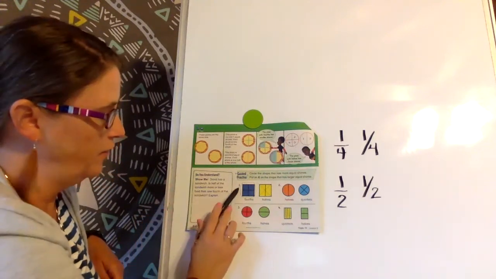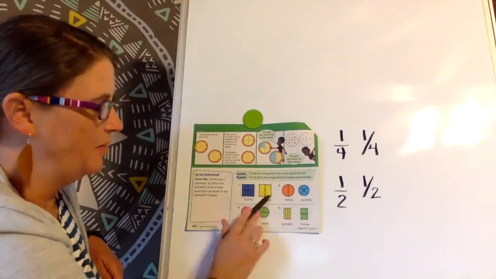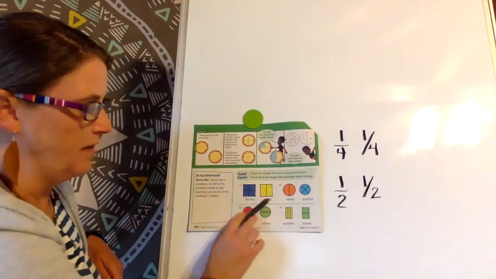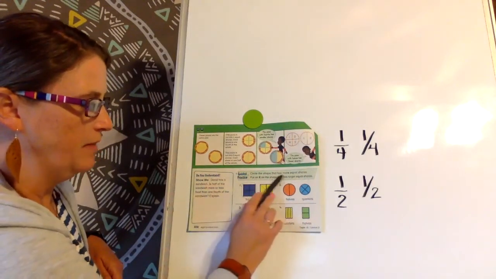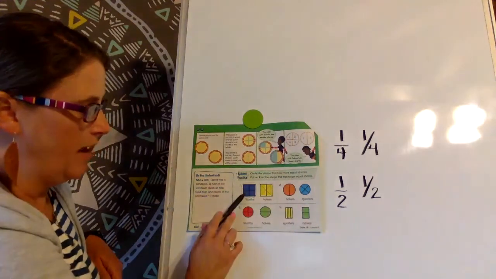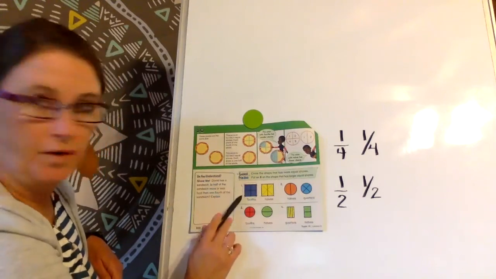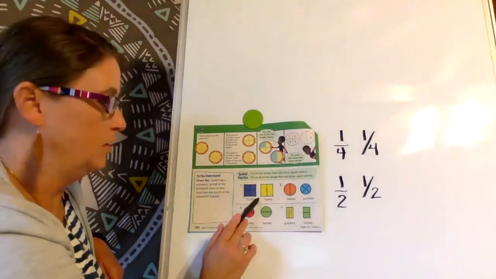Okay, so if we look at our first one, we have a yellow box and a blue box. Okay, this one is divided into 4 equal shares. This one is divided into halves. So our directions again says to circle the shape that has more equal shares. So how many parts does this one have? Okay. If you said 4, you're correct. How many parts does this one have? If you said 2, you're correct.